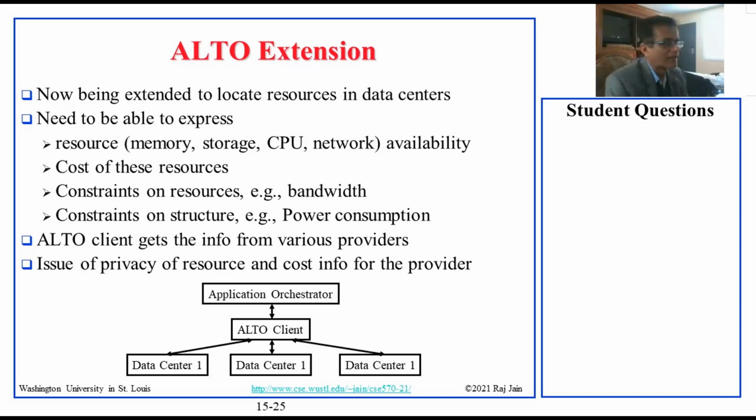And the ALTO client can get the information from various providers. For example, there might be many companies offering the same resources in the same data center. They might say, well, I have a router which I can give you for $10, another may give you for $100, and so on, right? There is the issue of privacy of resource and cost information for the provider.